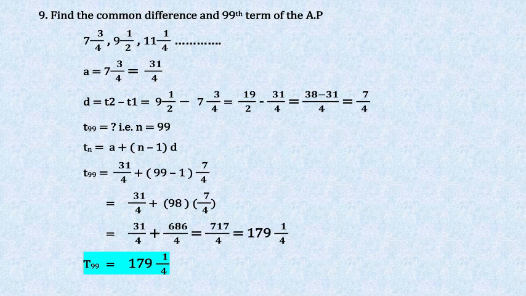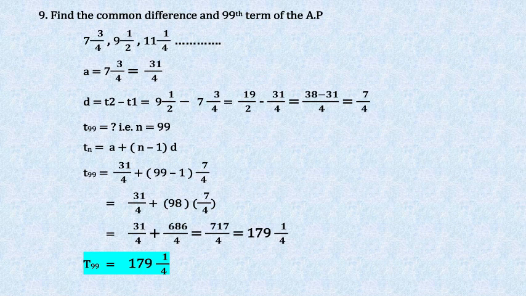Question number 9. Find the common difference and 99th term of the AP. Sequence is 7 3 by 4, 9 1 by 2, 11 1 by 4 and so on. Consider the value of A as 7 3 by 4, which is equal to 31 by 4, and D is calculated by using the formula T2 minus T1. 9 1 by 2 minus 7 3 by 4, convert it into an improper fraction. 19 by 2 minus 31 by 4, that is equal to, with common LCM 4, 38 minus 31, which is 7 by 4. So D is calculated as 7 by 4.